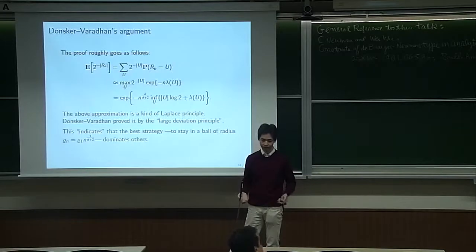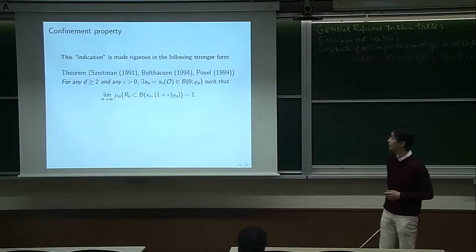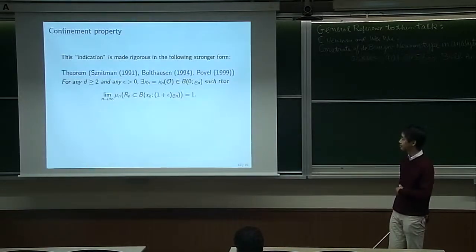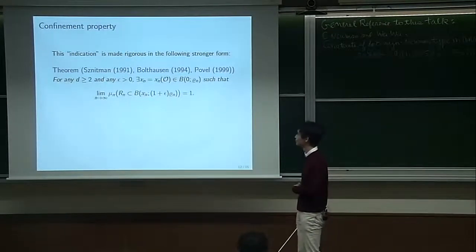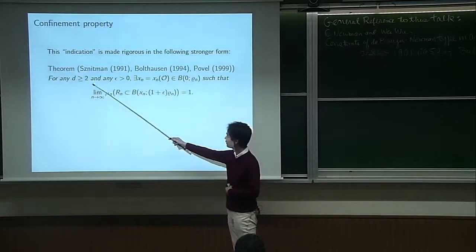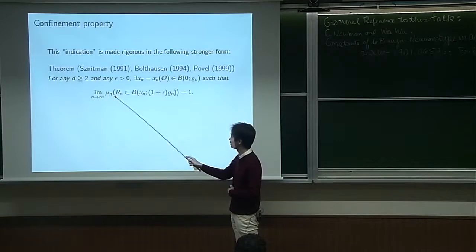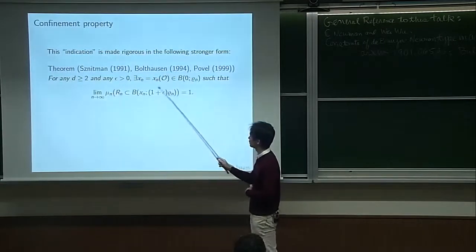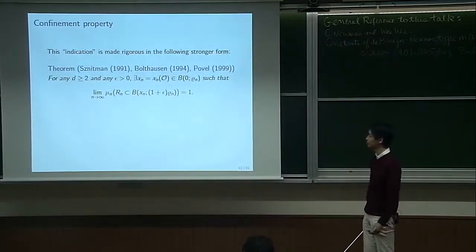Which means that if you condition the random walk to survive in obstacles, then most likely the random walk follows this strategy. And that was proved more than 10 years later by a group of people. So this indication was made rigorous in the following form. For any dimension 2 and higher and any epsilon, there is a random center such that under this conditional measure, the range of random walk is completely contained in the ball of radius almost rho n. This probability goes to 1.